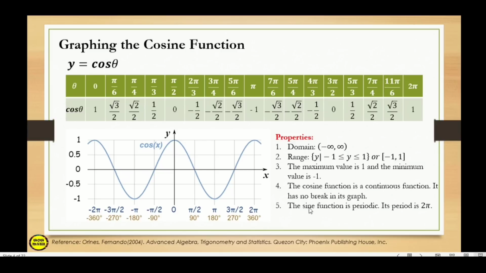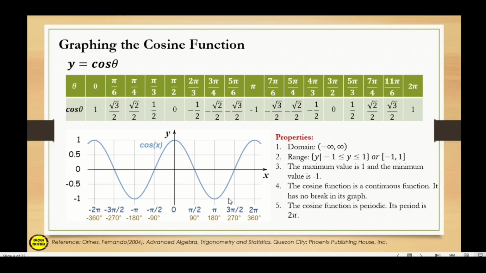The cosine function, so dapat cosine ito, no? Pinalitan na natin. The cosine function, so same din sa sine nga. Sabi ko kanina, halos parehas lang sila ng properties ng sine function natin. And then, yung period niya ay 2pi. By the way, mayroon ding formula na gagamitin tayo para makuha natin yung period.